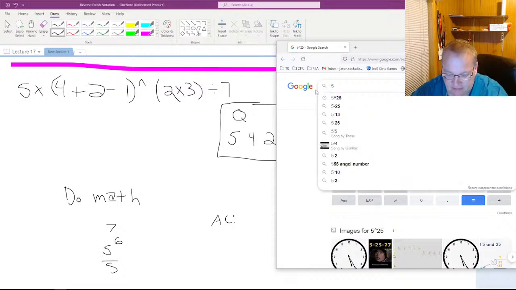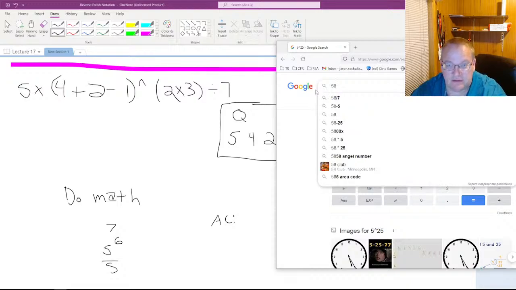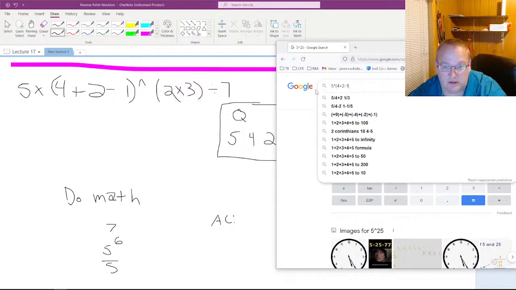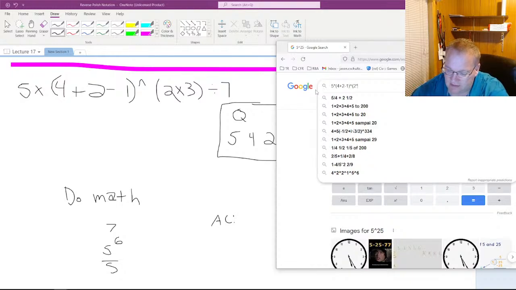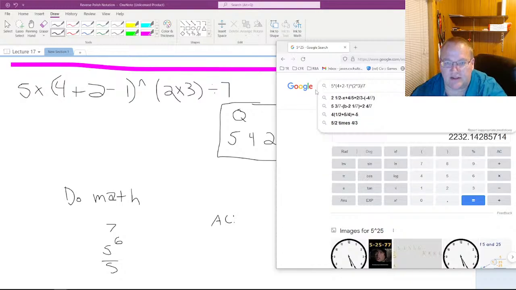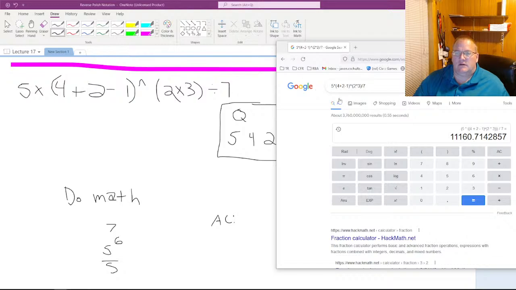Nope, 5. Oops. 4 plus 2 minus 1. Caret. 2x3 slash 7. Did I write that correctly? It looks like I did. That gave me a different number.